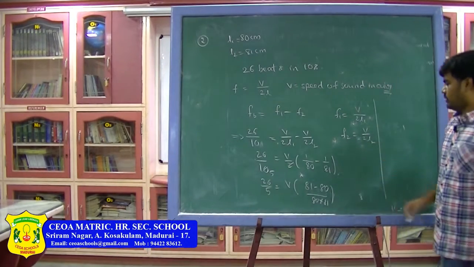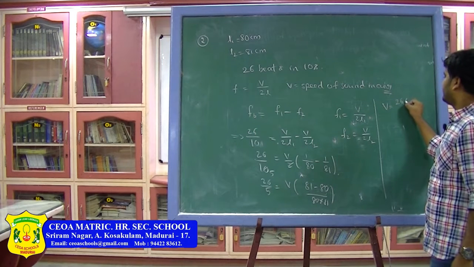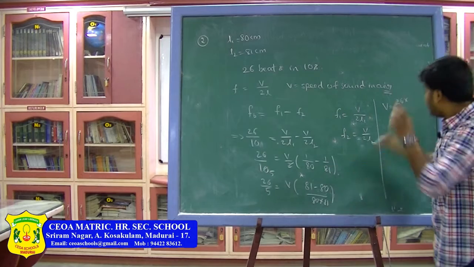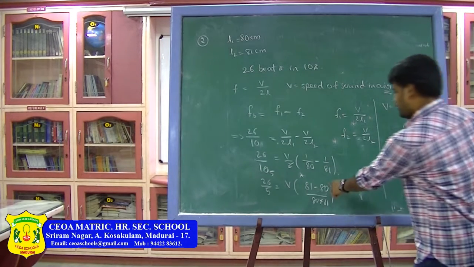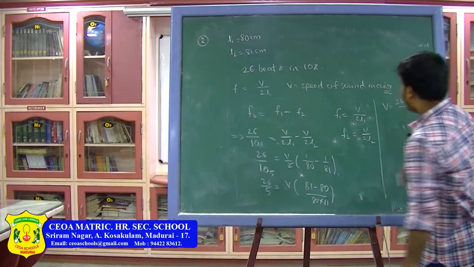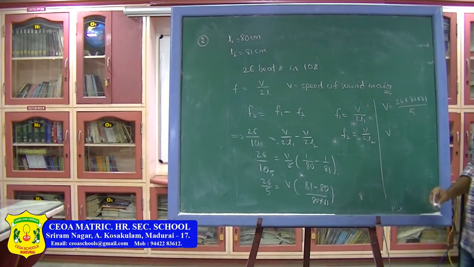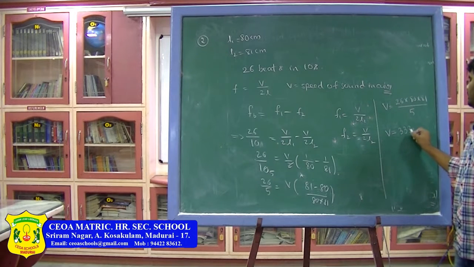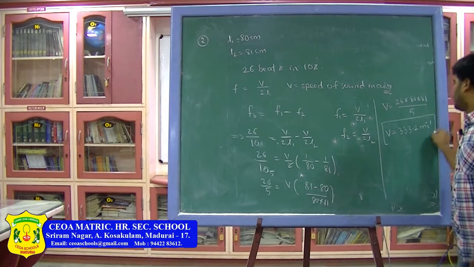So, V is equal to cross multiplying. So, V is equal to 26 into 26 into 80 into 81 divided by, so here 81 minus 80, 1 into 5. So, if you simplify this, you will get speed of sound in air, which is approximately 333.2 meter per second. That is what the speed of sound in air.